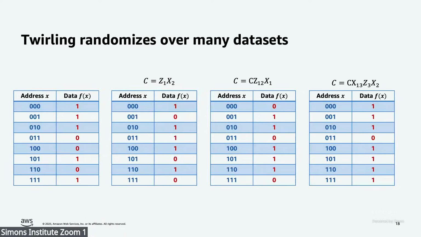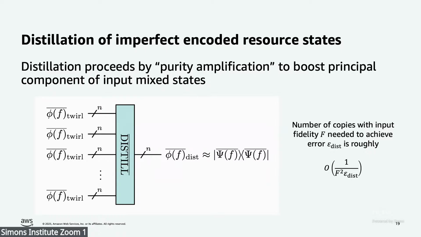As an example, when we're trying to query the data set on the left, we're actually going to query these other data sets, which we choose randomly, and then we're going to fix them up later. So there's an averaging here over many different configurations of the data. This is what Andras is going to talk about. We can then purify these states and make the largest component larger with a process that doesn't even care what that largest component is. So it's state agnostic. And we pay this 1 over epsilon cost to achieve error epsilon.